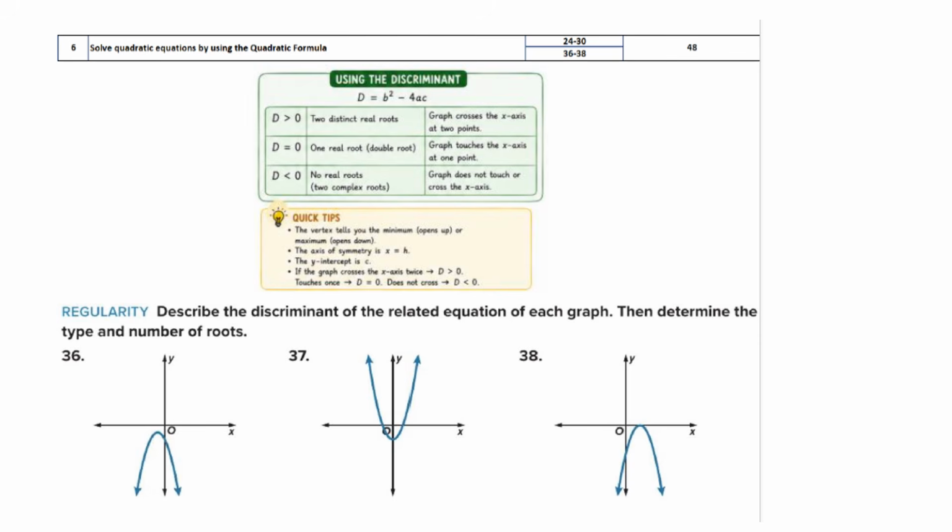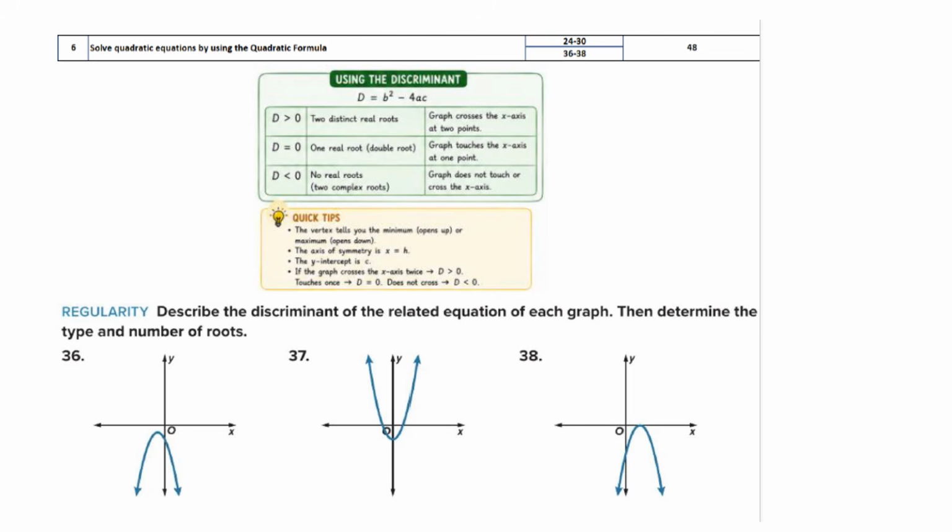So let's move to the next question, which is learning objective 6, solve quadratic equations by using the quadratic formula. We are going to be covering questions 24 to 30 and 36 to 38. So already we have covered 24 to 30. Now we are going to 36 to 38.